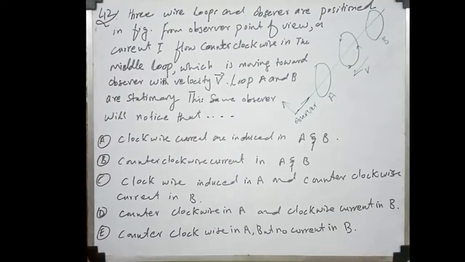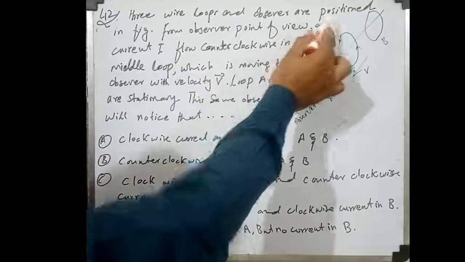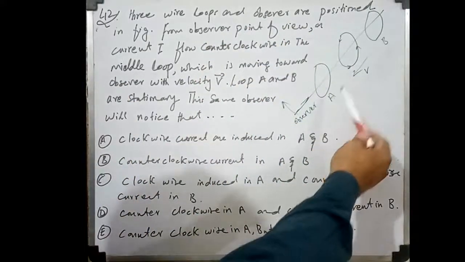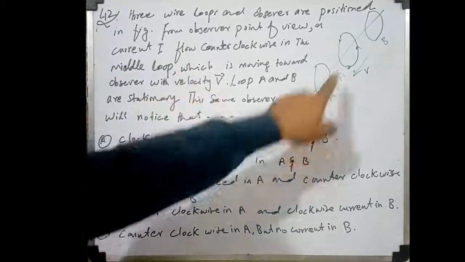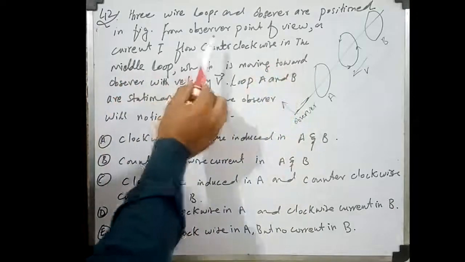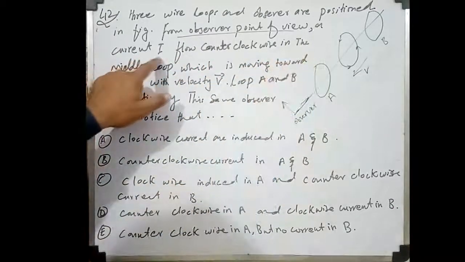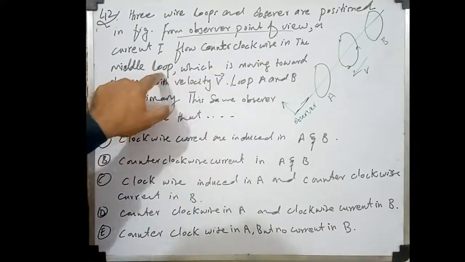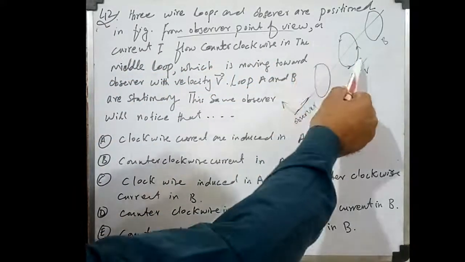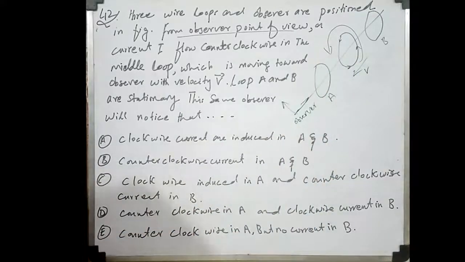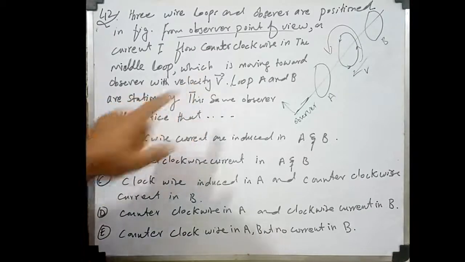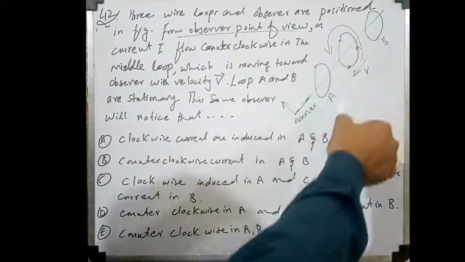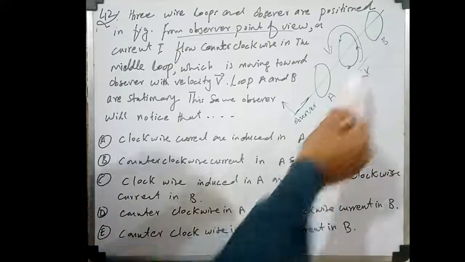Problem 42. Three wire loops and an observer are positioned as in the figure. There are three loops, A, B, and a middle loop, and here is the observer. We can see in the figure, from the observer's point of view, current I flows counterclockwise in the middle loop. This middle loop is moving toward observer A with velocity v.